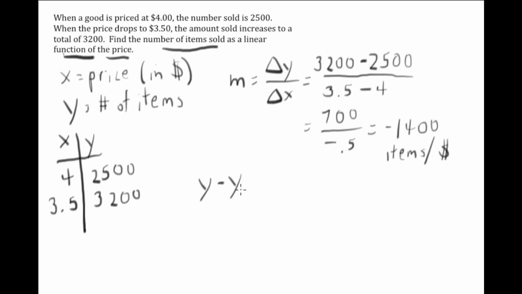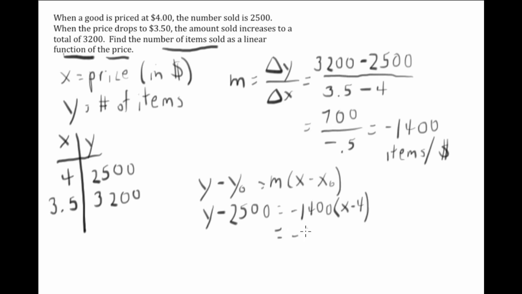All right, time for point slope formula. I need a point. I'm going to use the first row of the table. The numbers are nicer. All right, and that right-hand side is going to be negative 1,400 x plus 5,600. So if I solve for y, here's our final answer.